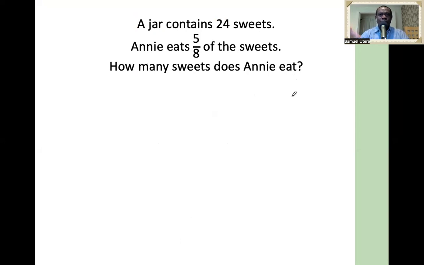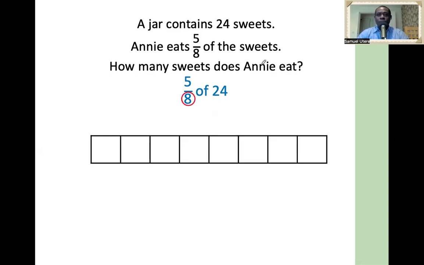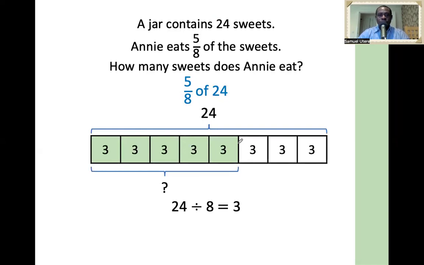So we're thinking, okay, what are the number of sweets? 24. What is the fraction of sweets that Annie eats? 5/8. And they're asking us how many sweets Annie eats. So we're actually doing this calculation. So we know how it works now. You may draw your bar model if you want, but by now we know how it works. You divide by the denominator, you multiply by the numerator. So 24 divided by 8 is 3. 3 times 5 is 15. So we know already that is 15 sweets.